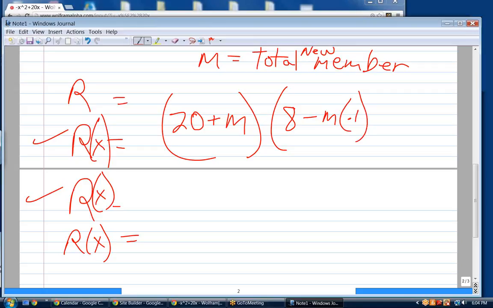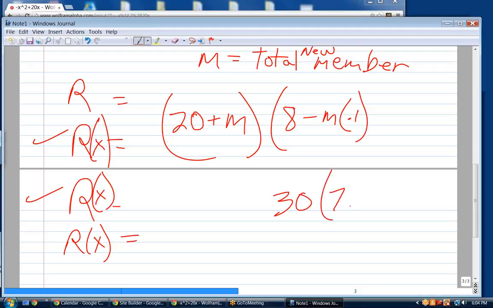Vaguely. Because you have the original 8 minus the amount of new members. Okay, so if we had 10 new members, that's right, isn't it? No. If we had 10 new members, everybody's membership is reduced by 10 cents, right? So our membership with 10 new members would be 30 times 7.7.